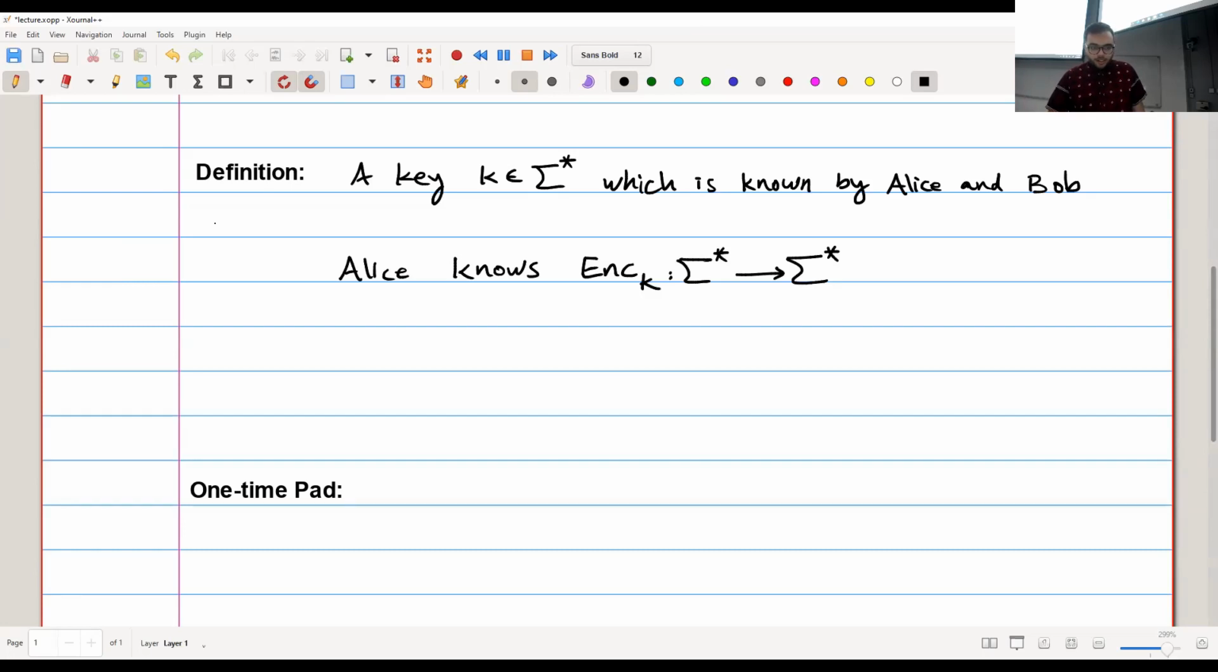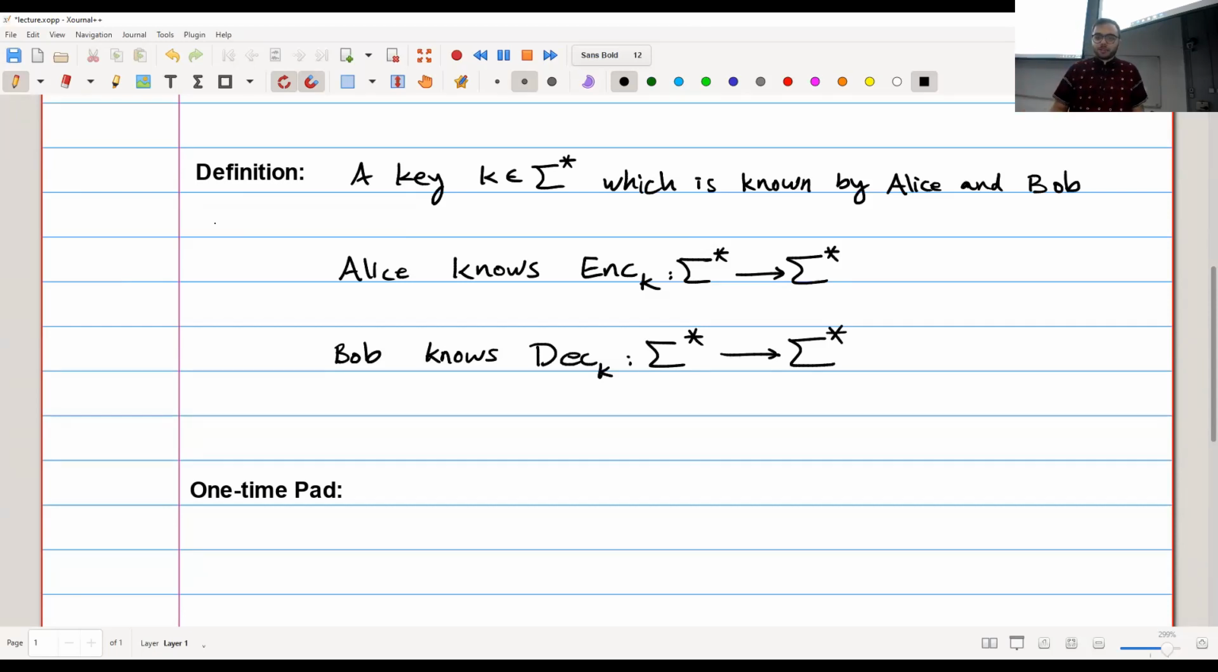Now, on the other hand, I want Bob to also know how to decrypt. So I want to assume that Bob knows another function, let's call it DEC for decrypt, that also takes the same key, and it also takes the encrypted message and gives us the original message back. Okay. Now, this is called symmetric encryption, and we will see non-symmetric encryption later.